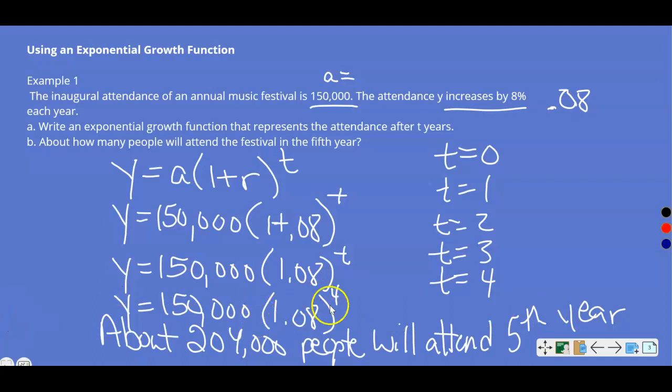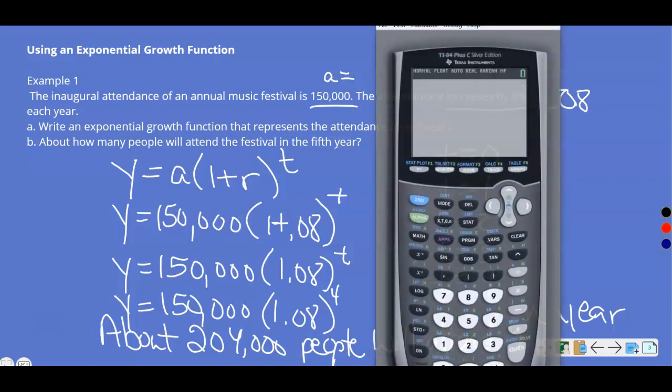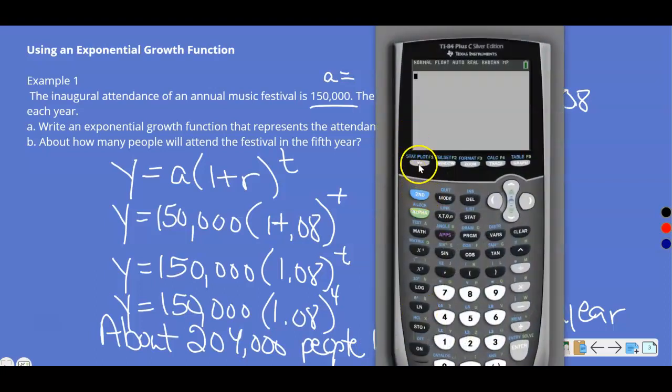One way you can double check this is you can go to your graphing calculator. You can type this in. I went ahead and typed this in, 150,000 times 1.08 raised to the t power. I just put x in here, but it's the same thing. So I've put in our function that we wrote.